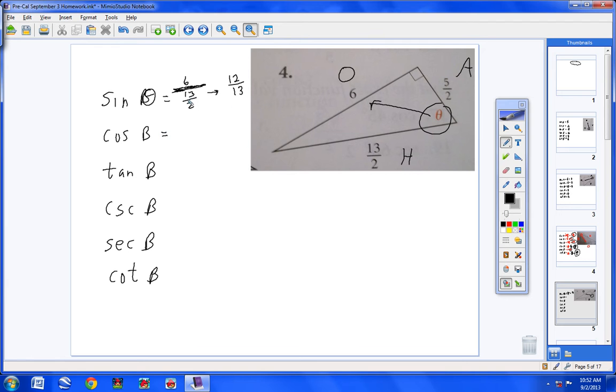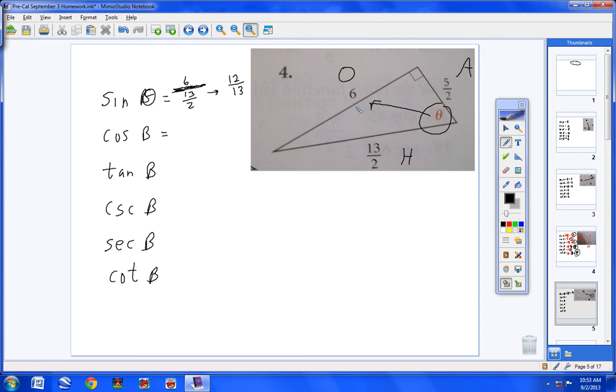If you want to see a quick example down here, 6 divided by 13 over 2, well, that's the same thing as 6 over 1 times 2 thirteenths. Remember, you multiply and flip the second fraction, and you would get 12 thirteenths. So if you don't want to use a calculator, you want to do it longhand, that's totally fine. All right, cosine of B.